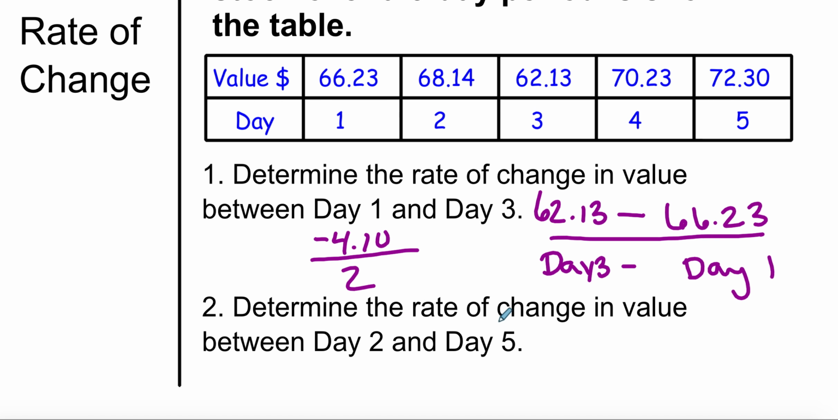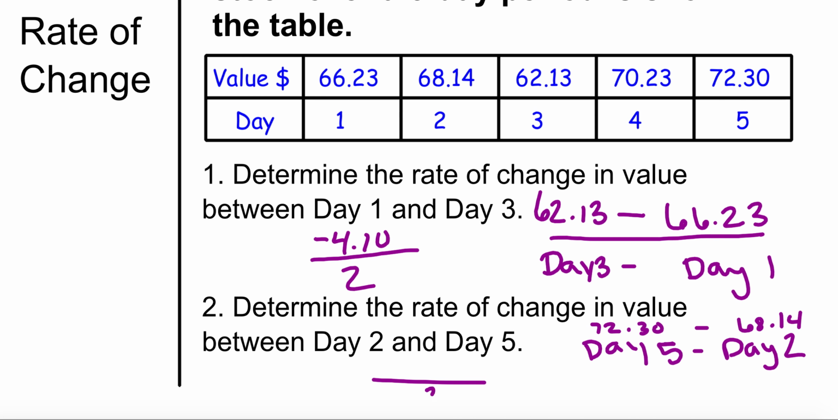This one wants to determine the rate of change between day 2 and day 5. So let's make some estimations here. From day 2 to day 5, looks like this went up. So I shouldn't get a negative value here. Let's see. I want to take the information from day 5, and take away the information from day 2. Day 5 had $72.30, and I want to take away day 2, which was $68.14. We know that 5 minus 2 is 3.